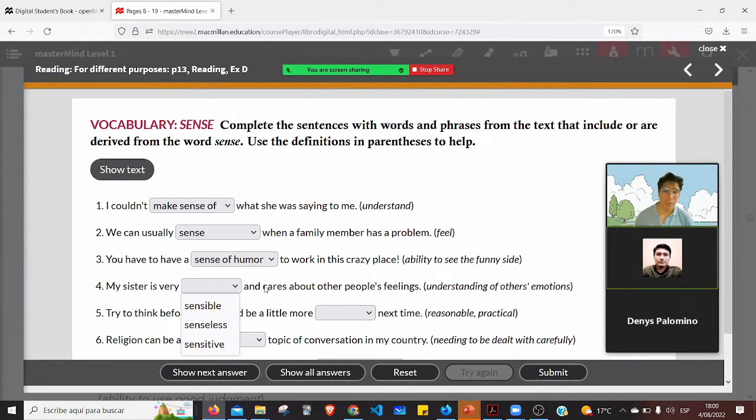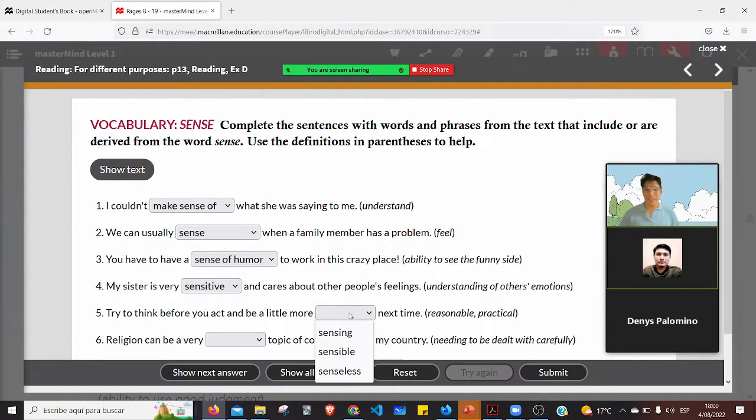Sensible or sensitive? Which one? Sensitive. Recuerda que sensitive es sensible y sensible, sensato. Sensato, aquella persona que piensa antes de actuar. ¿Ok? Es una persona sensata. Did you understand that part? Next. Try to think before you act.